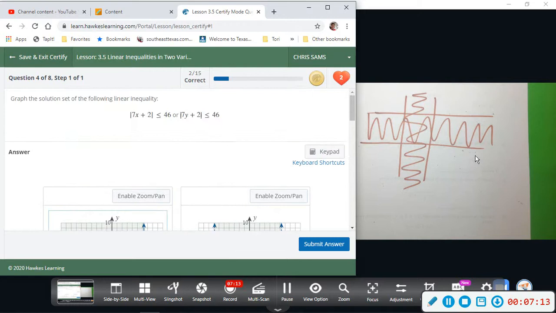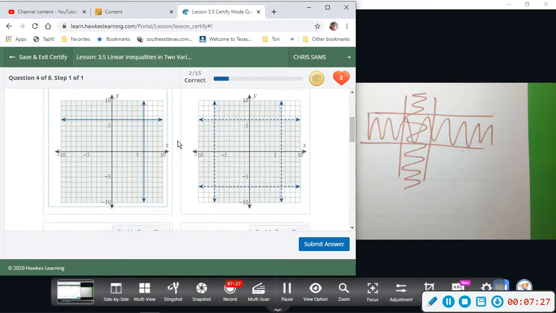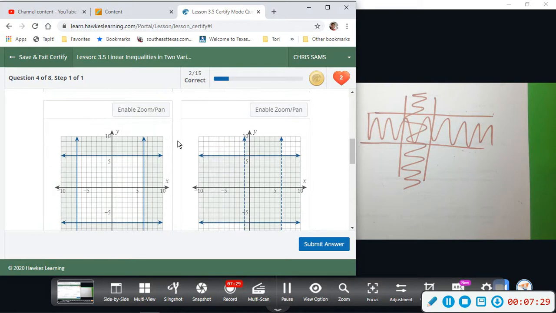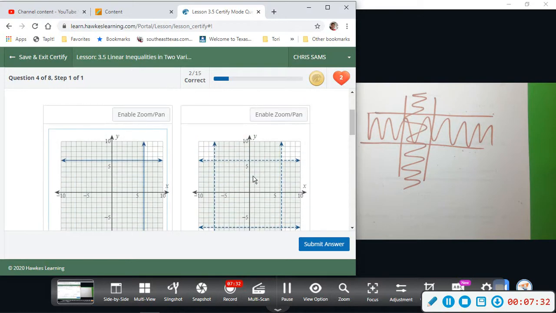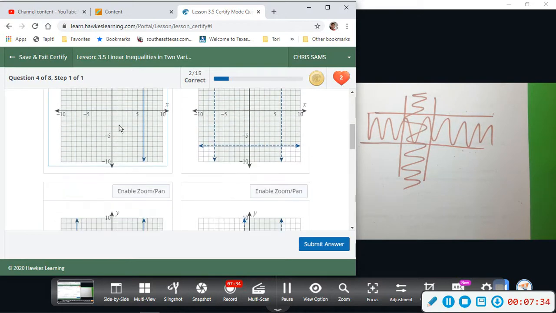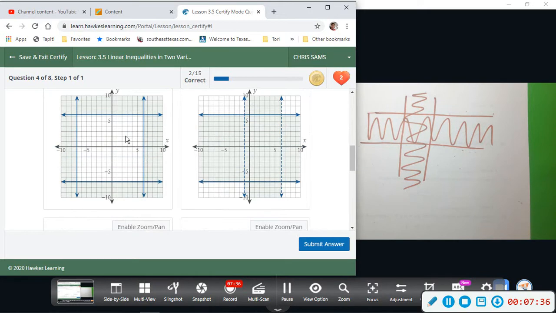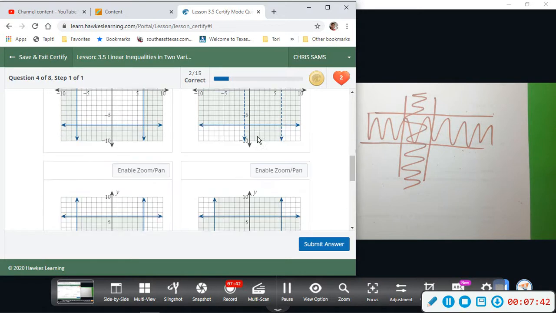Now if it said and, we would only focus on the middle. That or means you want all the way, so you're going to miss those corners if it were and. It's going to be a square. So the graph that matches, anything with dotted lines, we would throw that out. That's not going to work. That doesn't have 4 lines. This looks close. I'd have to count the 6s and 7s. That one looks really close. Dotted lines, that doesn't work.